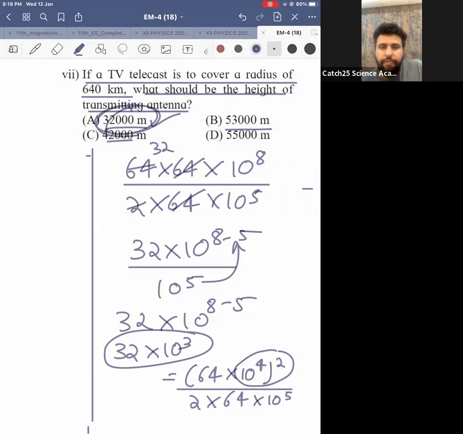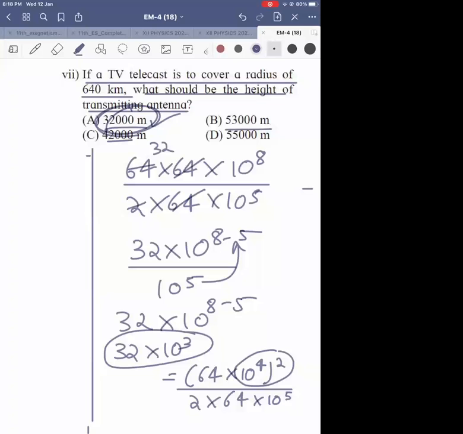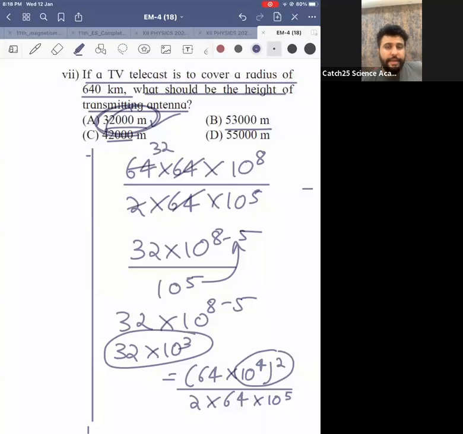Now, are you getting it, all of you, how to get this? Yes, sir. So make a note. This is your MCQ 7. So we have done 2 MCQs based on the same formula. Got it?